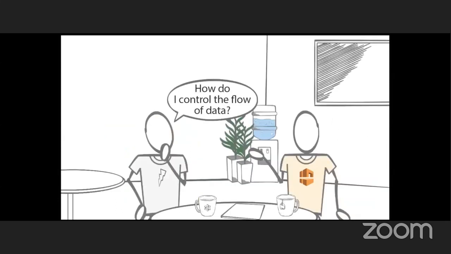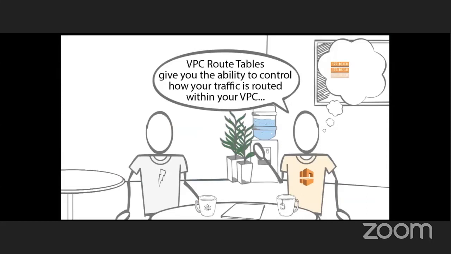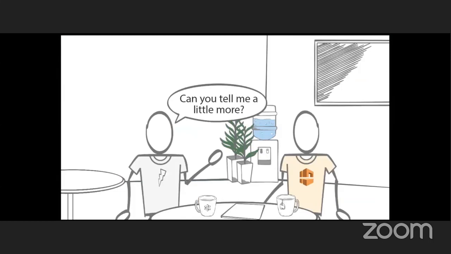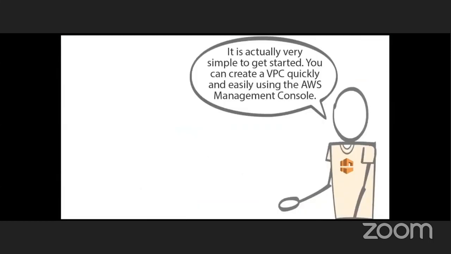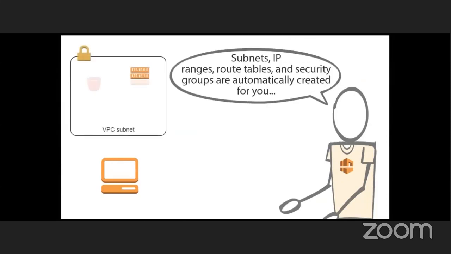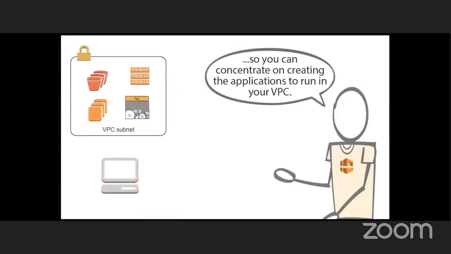How do I control the flow of data? VPC route tables give you the ability to control how your traffic is routed within your VPC, between subnets and to or from the internet or your corporate data center. Can you tell me a little more? It is actually very simple to get started. You can create a VPC quickly and easily using the AWS Management Console. You can select one of the common network setups that best match your needs using the VPC wizard. Subnets, IP ranges, route tables, and security groups are automatically created for you, so you can concentrate on creating the applications to run in your VPC.